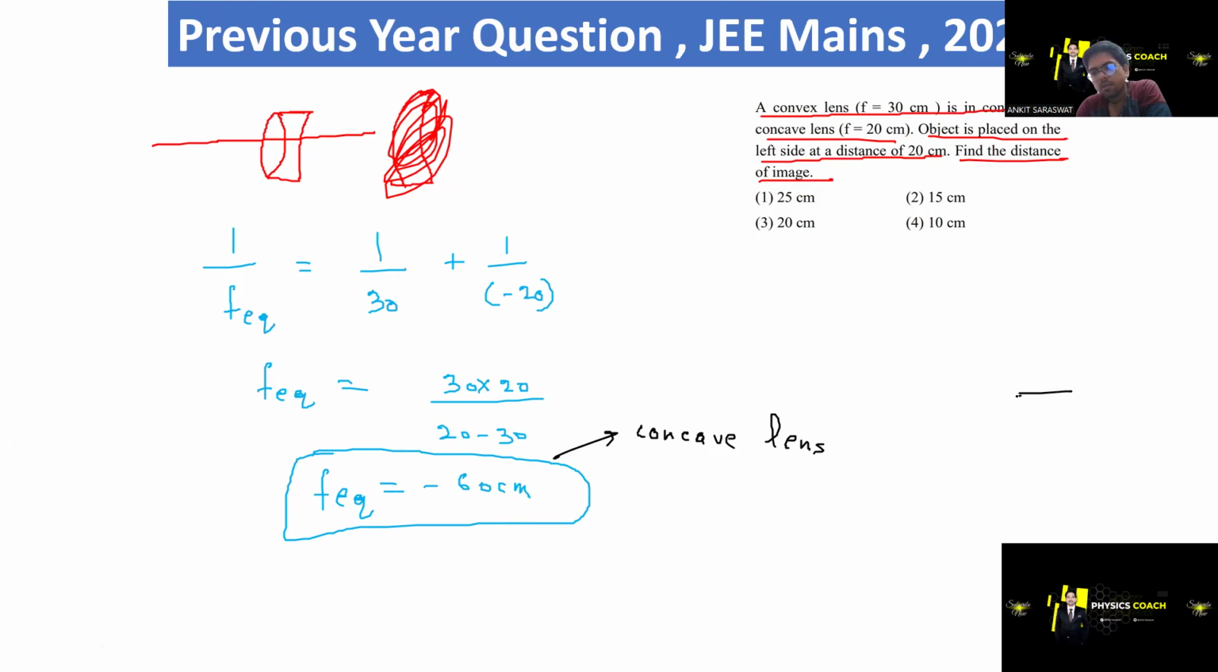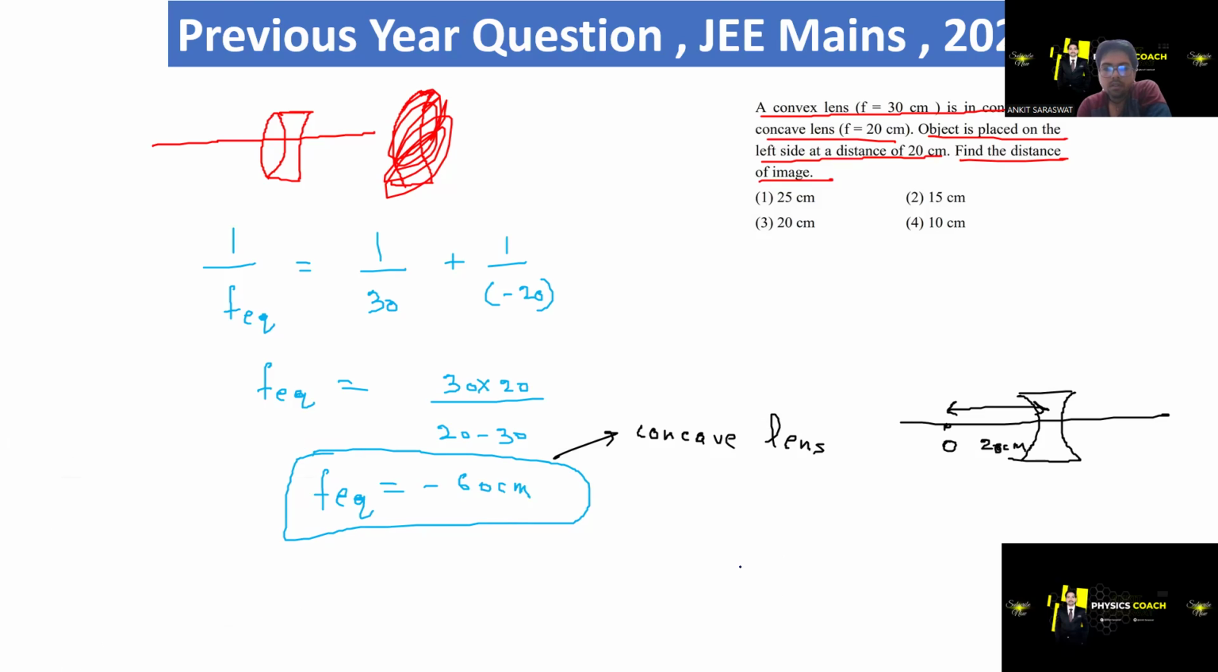Like this. Draw. Where is my object? Object is here. Object is placed where? At a distance of 20 centimeter. Yeah. Find the distance of image.